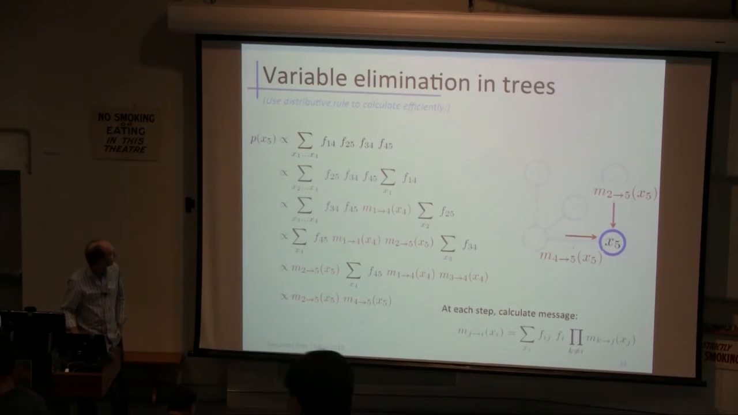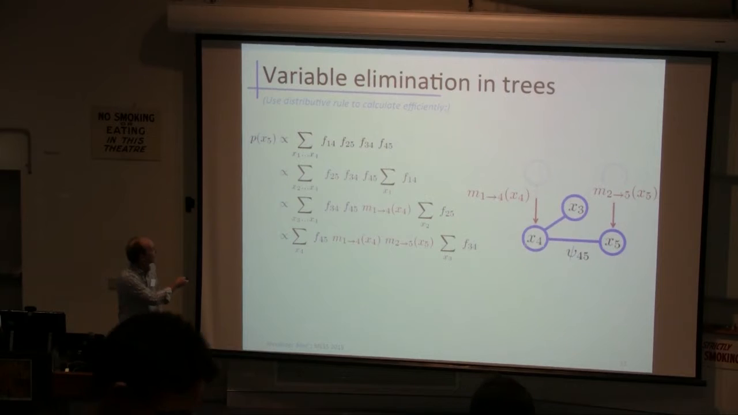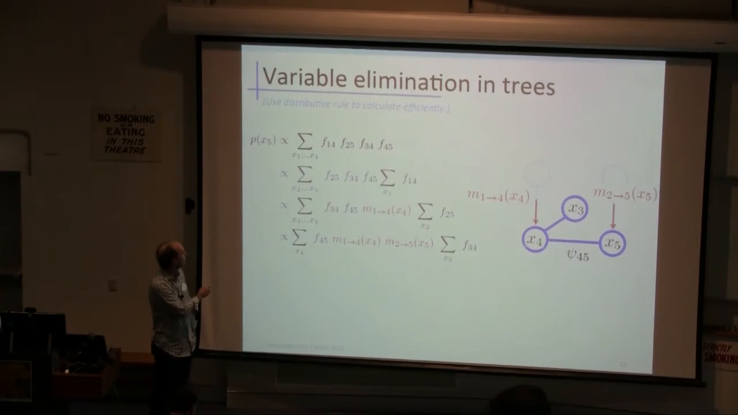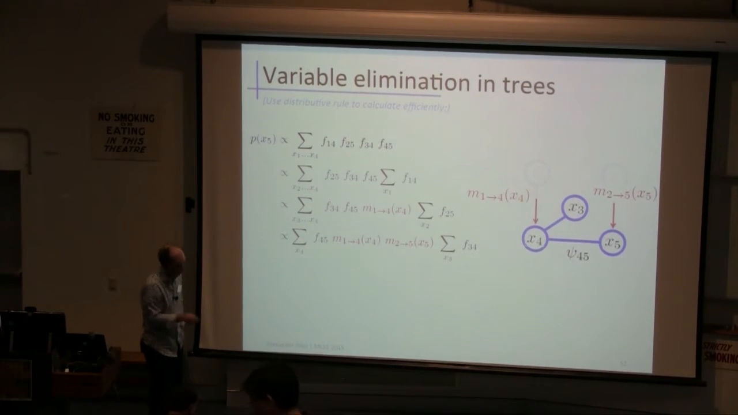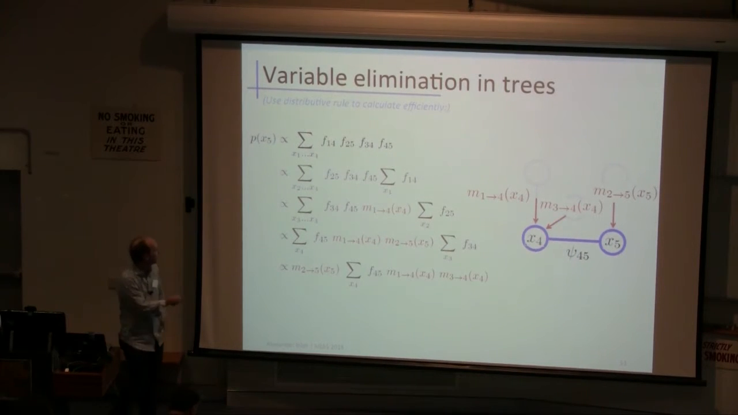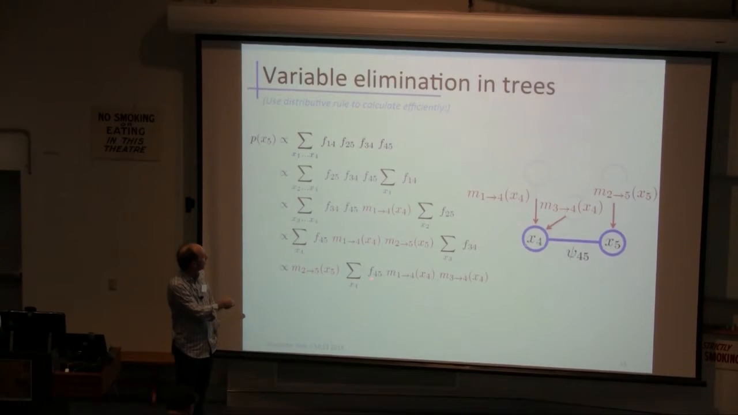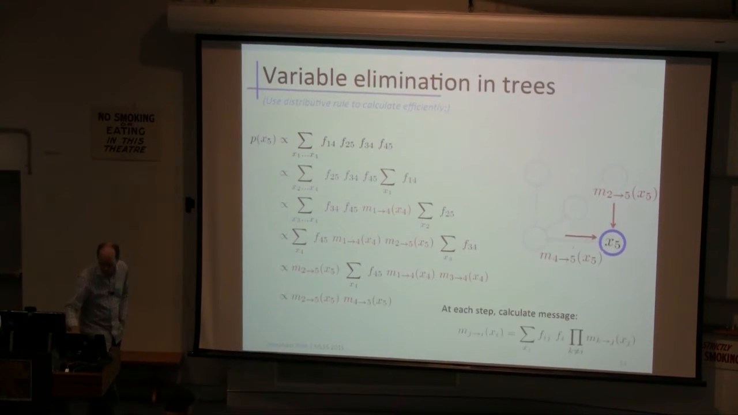Probably the best example is this one. When we go to eliminate over x4, we collect together all the factors that involve x4 as well as all the messages. And so our form is a summation over x4, a product of the pairwise function over x4 and its upward neighbor, and a product over the messages. And so this can be written in this nice, compact way.